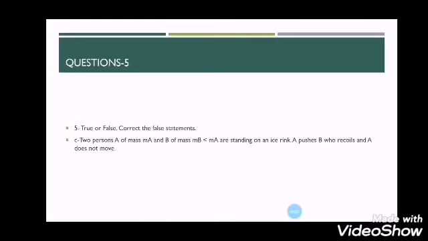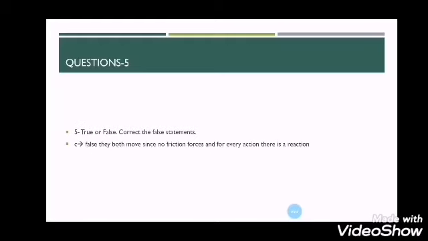C. Two persons, A of mass ma and B of mass mb less than ma, are standing on an ice rink. A pushes B, who recoils, and A does not move. Is this true or false? False. They both move since there are no friction forces, and for every action there's a reaction. And D, both persons in question C recoil, which is true. They move in opposite directions according to the third law, because for every action there's an equal but opposite reaction.